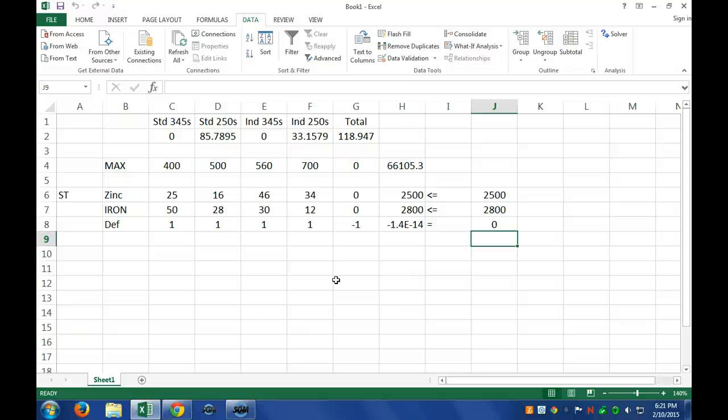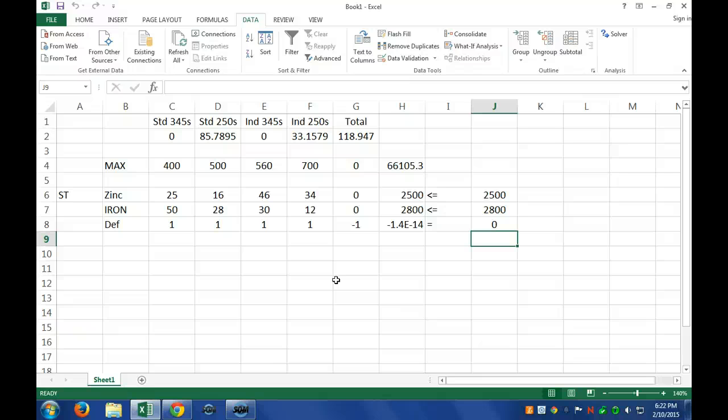Now, adding on the new constraints. I think one of the constraints said, hey, industrial models have to account for at least 50% of production. Do they right now? In this model, do they? No. Okay, so when I add on that constraint, I know it's going to change my solution.